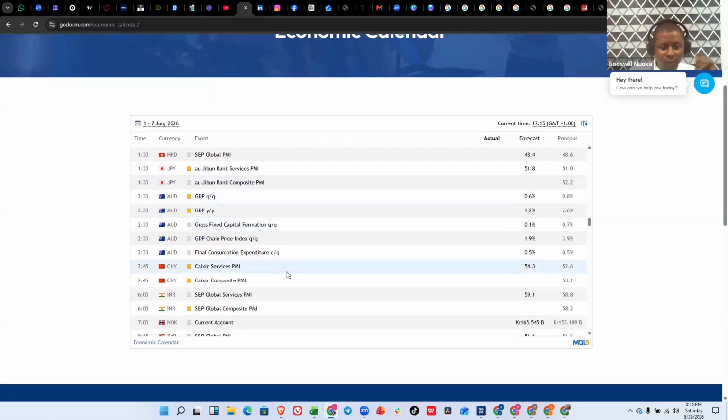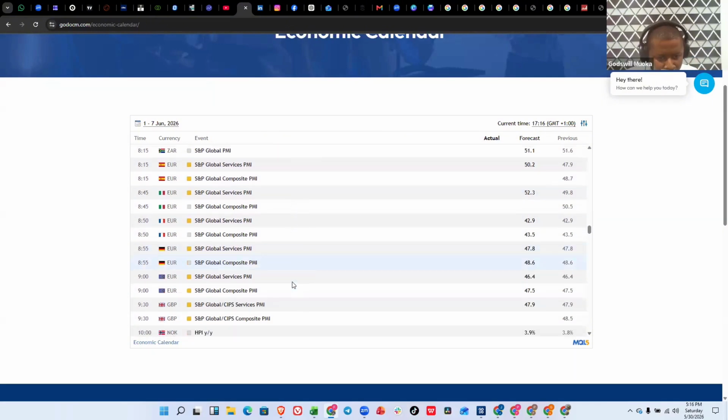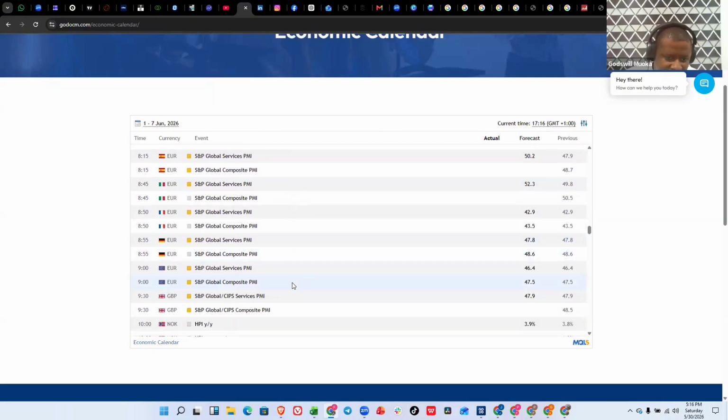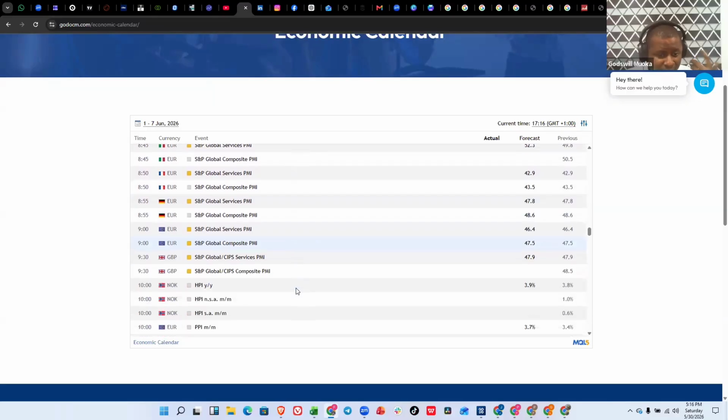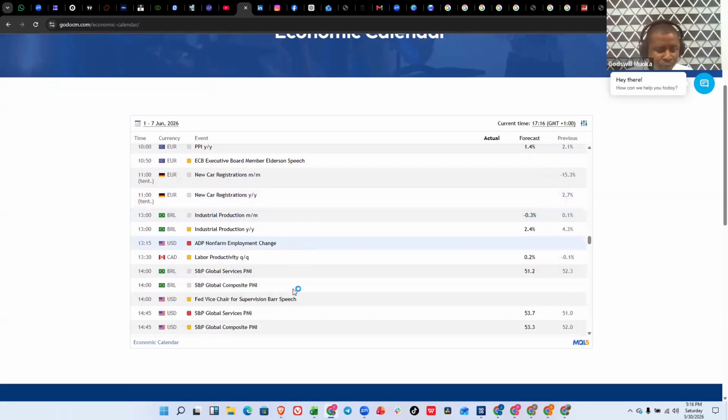So moving on, we have PMI data from China as well, an important one, Caixin Services and Caixin Composites. We have S&P Global Services PMI from the Euro area and also from the UK, and we have PPI data that same Tuesday from the Euro area as well. Producer Price Index, a leading economic indicator for inflation.